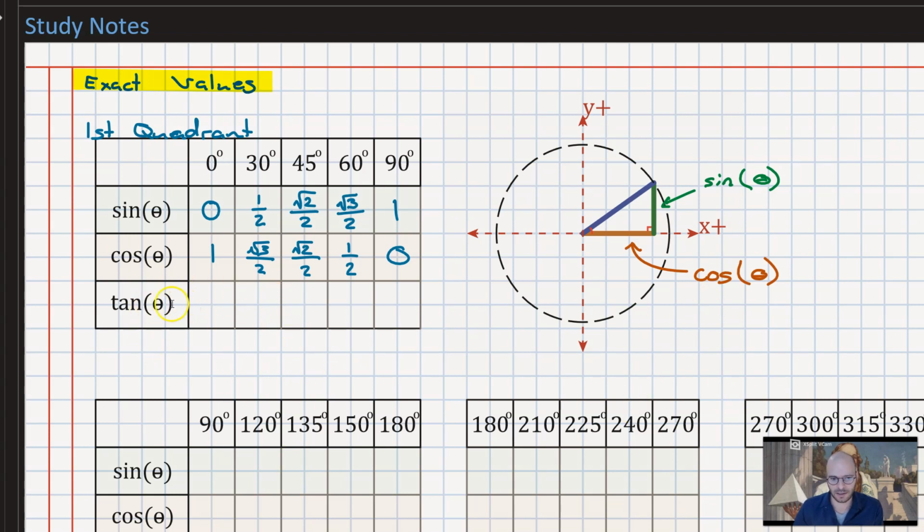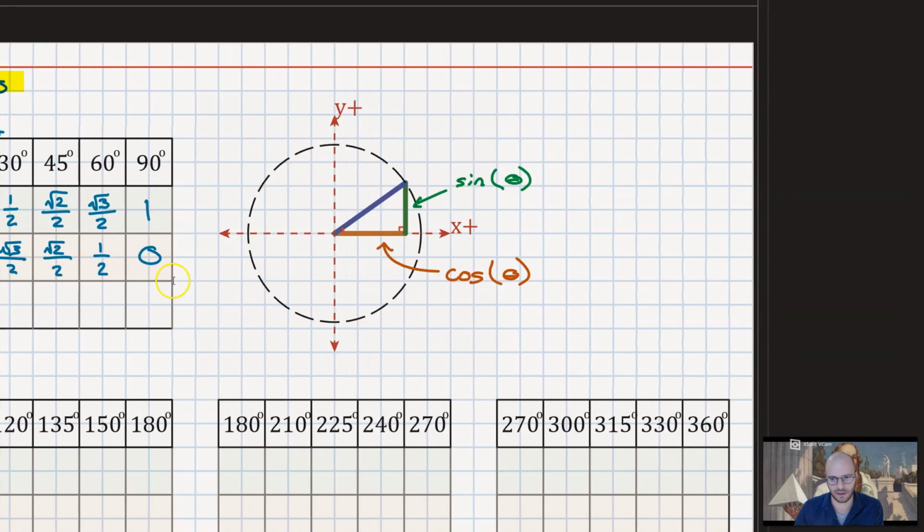Now, in the past, I haven't really told you what the tangent function is. Rather, all I've said is that it's just a trig ratio that we use to work out the sides of a triangle. However, the tangent function is actually related to both the sine and the cosine functions together. What you find is that for tan theta, the ratio itself is the opposite over the adjacent.